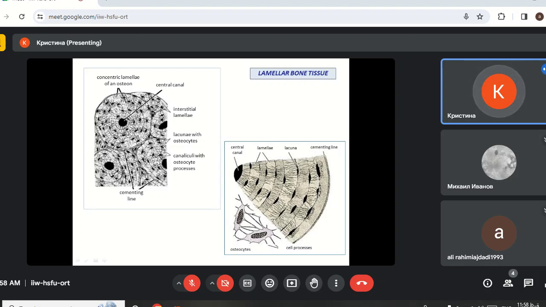The outer limiting line of each osteon is called the cementing line. It is less mineralized extracellular matrix than the extracellular matrix of the lamella. Between the adjacent osteons, we have the interstitial lamellae, which are the parts of non-fully broken previously formed osteons.